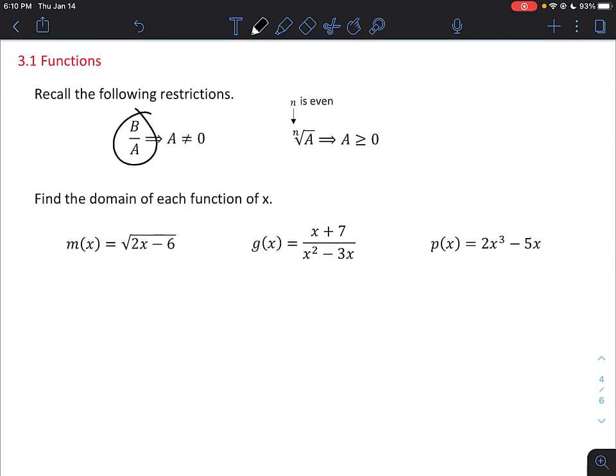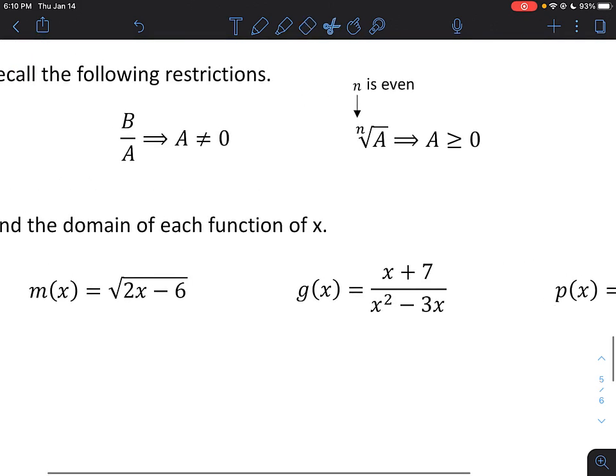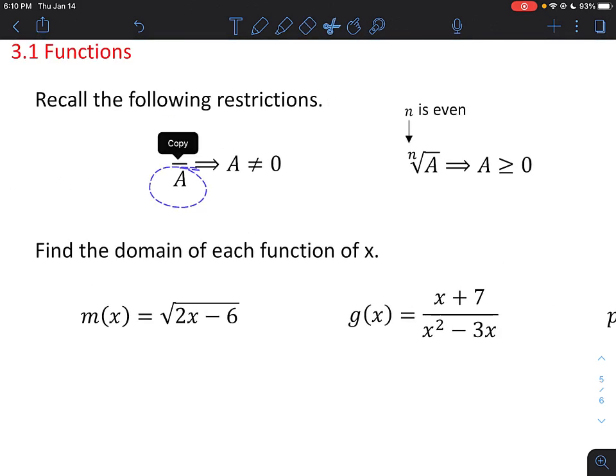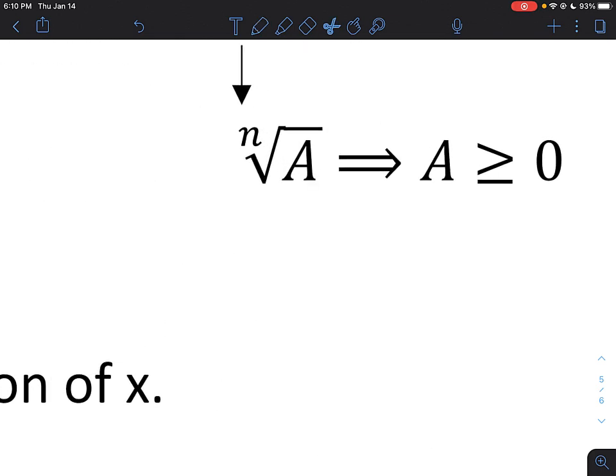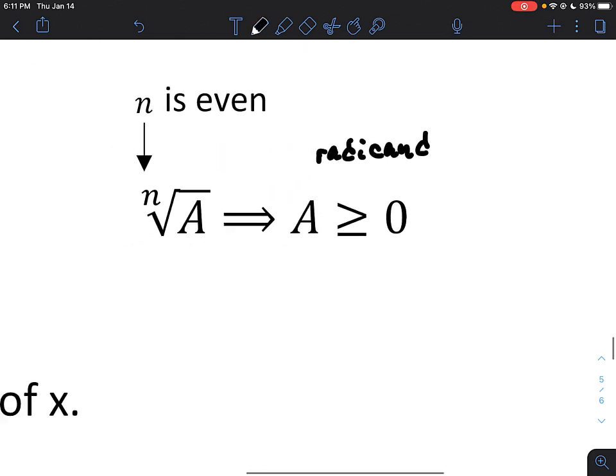Recall the following restrictions. If you ever have a fraction or division, like b divided by a or b over a like this, then this expression can only be possible if a is not 0. There is really no restriction on what the numerator can be, but the denominator, a, cannot be 0. So every time you see a fraction or you have division, the divisor or the denominator of the fraction cannot be 0. Also, if ever you have a radical, it's an even root, so like a square root or a fourth root or a sixth root, then the inside of the radical, the a, this is called the radicand. The radicand must be non-negative, meaning it has to be 0 or higher.